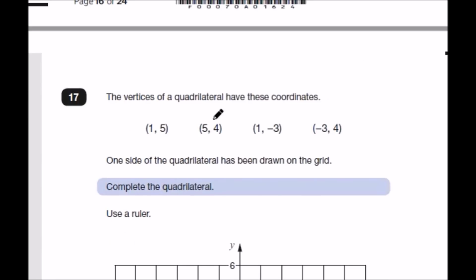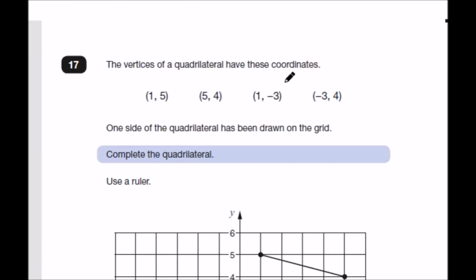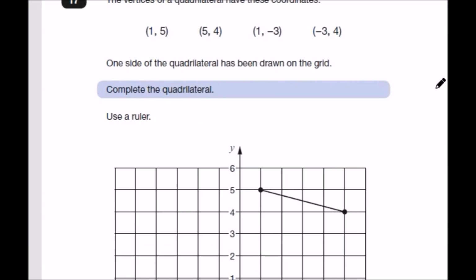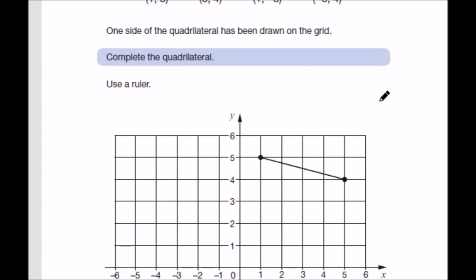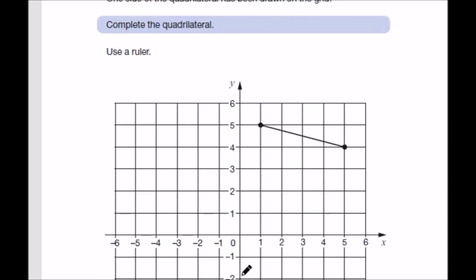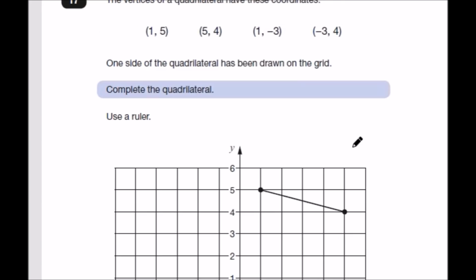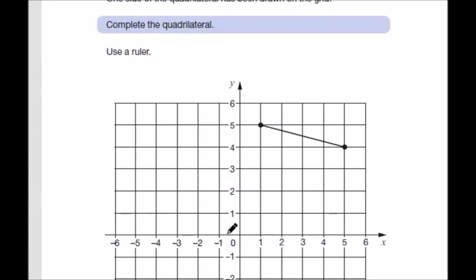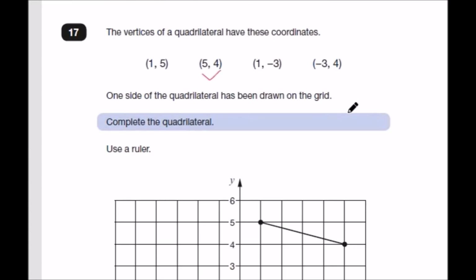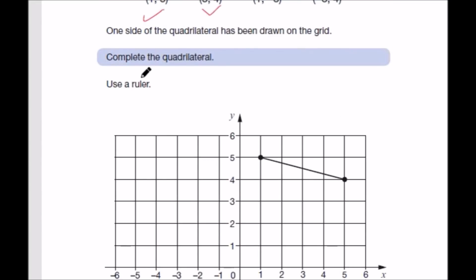So 17, the vertices of a quadrilateral have these coordinates. We've got (1, 5), (5, 4), (1, -3) and (-3, 4). Remember, coordinates are always x first and then y. So you move across, so you walk before you jump. One side of the quadrilateral has been drawn on the grid. We can see that they use the values 5 across and 4 up, which is this one. And the other one was 1 across and 5 up, which is this one. Now we need to use a ruler.